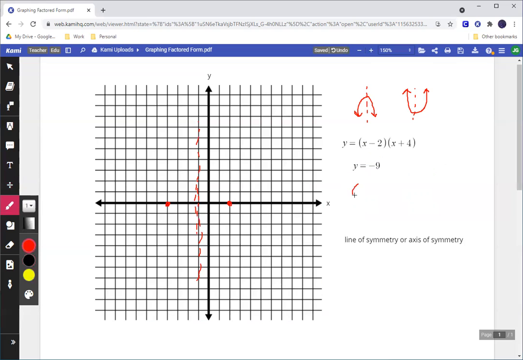So since we selected the x value of -1 and we solved it and got a y value of -9, we are given the point (-1, -9), which is right here. Since we know that this dashed line represents the axis of symmetry, the middle of the parabola, we know for a fact then that this is the vertex.